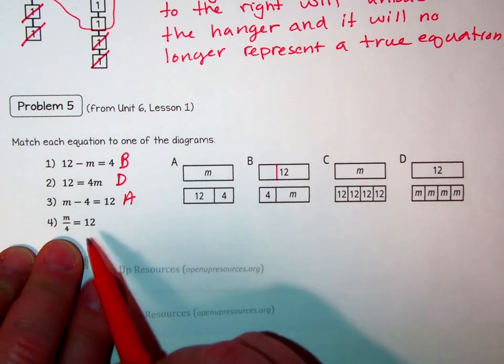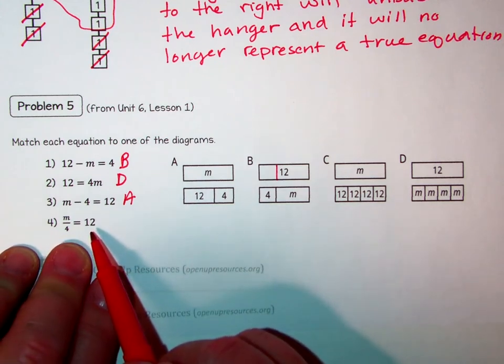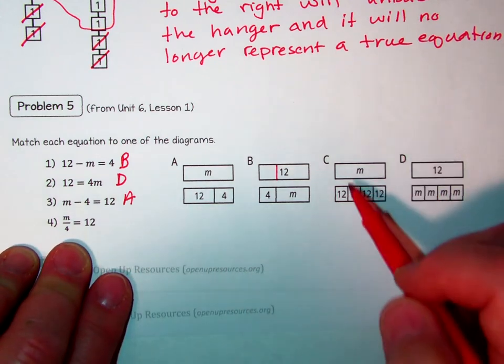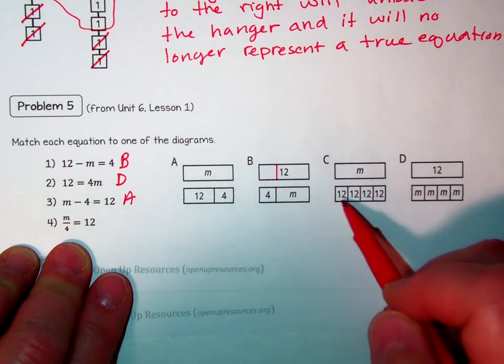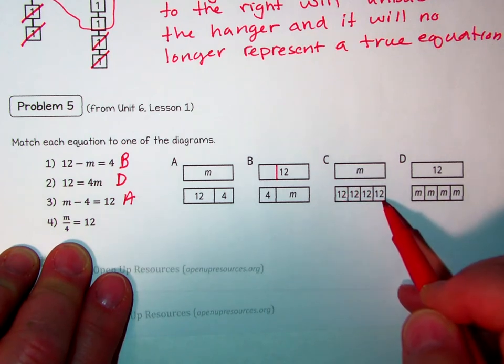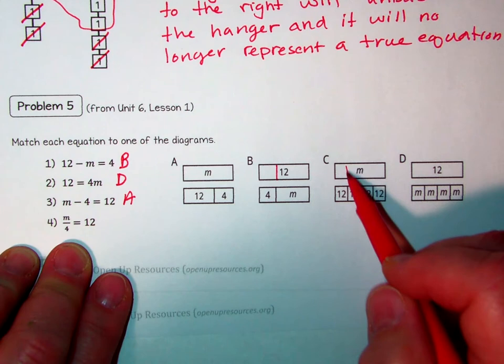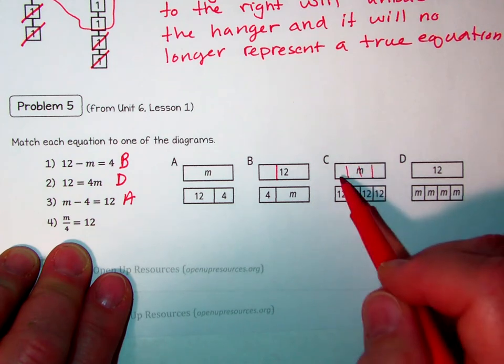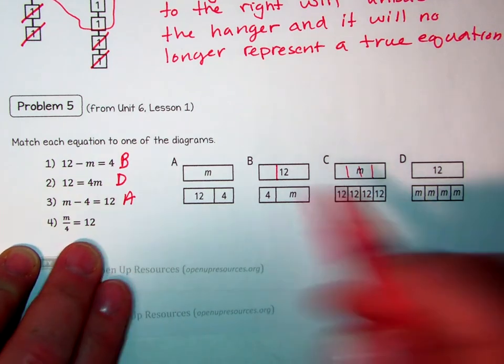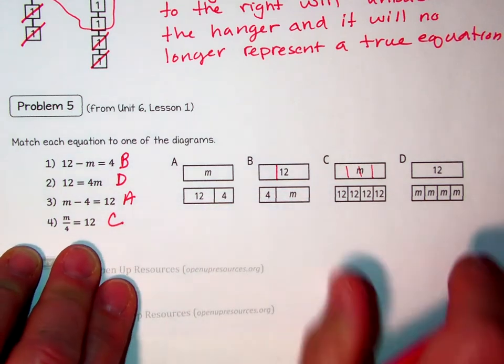And my last one, m divided by 4 equals 12. And that looks like C. I'm showing that m is equal to 4 groups of 12. So if I take m and split it into 4, each one of the fourths is going to be equal to 12. So that is C. All right.